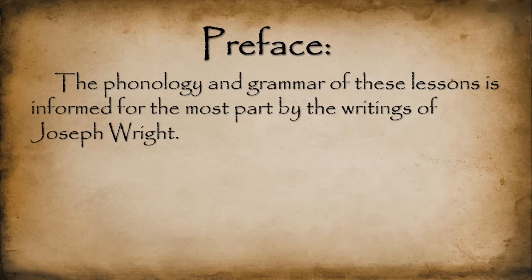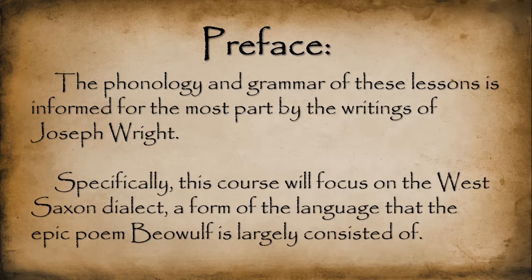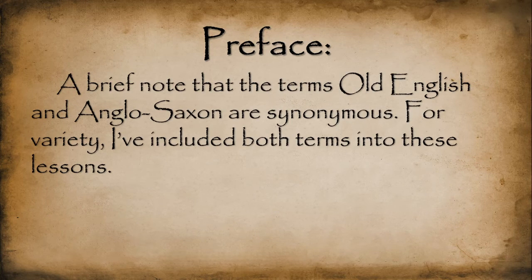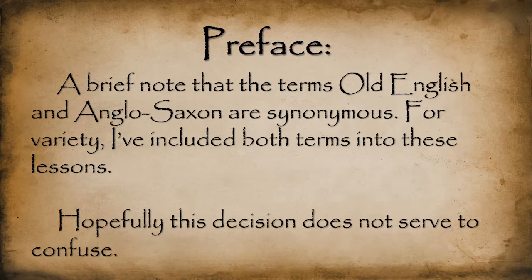The phonology and grammar of these lessons is informed for the most part by the writings of Joseph Wright. Specifically, this course will focus mainly on the West Saxon dialect, a form of the language that the epic poem Beowulf is largely comprised of. A brief note: the terms Old English and Anglo-Saxon are synonymous. For variety, I've included both terms in these lessons. Hopefully, this decision does not serve to confuse.